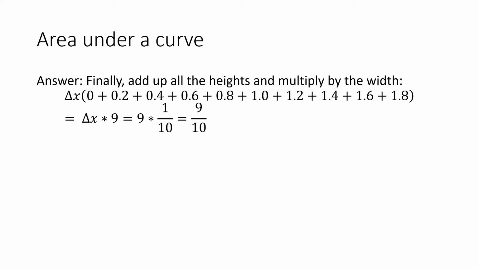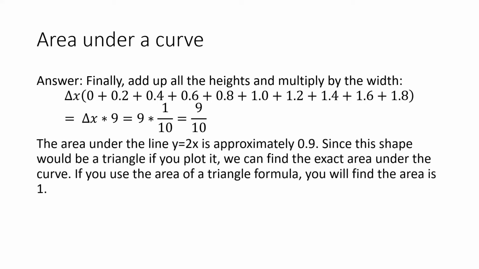So then you get delta x times that big sum there, alright, which adds up to 9. And you get delta x times 9 is equal to 9 times 1/10, which is 9 over 10, okay? So then the area under the line y is equal to 2x is approximately 0.9 from 0 to 1, alright, not from negative infinity to infinity, alright?